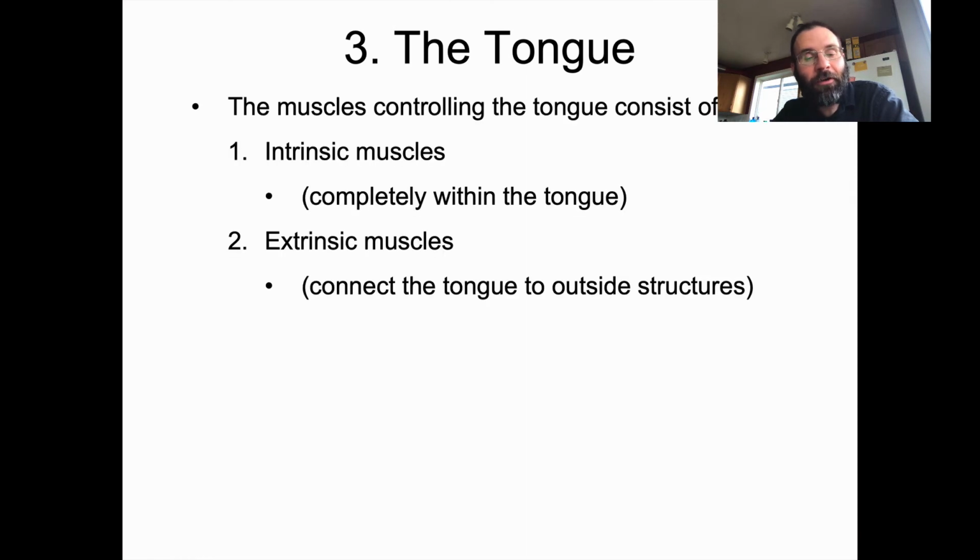Number 3, our third articulator, as I said, is the most complex one. So this is the tongue. The muscles controlling the tongue come in 2 groups. One set is called the intrinsic muscles, which are just within the tongue by itself. And the other set is called the extrinsic muscles, which connect the tongue to outside structures.